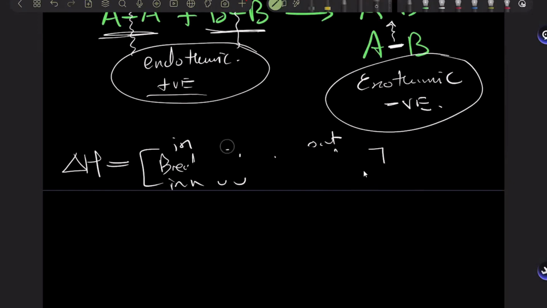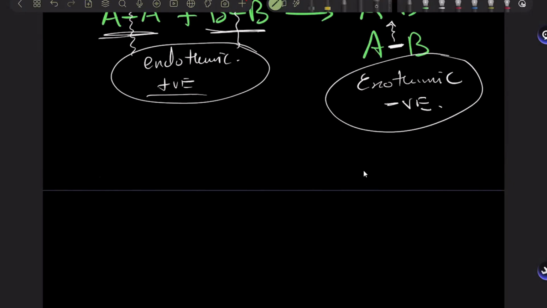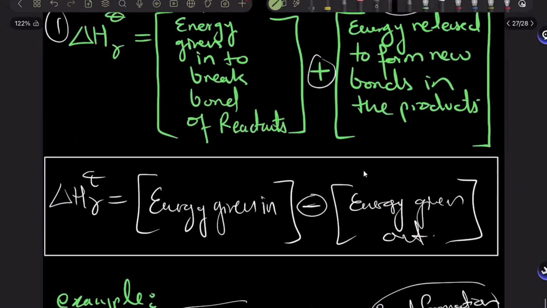So it's always energy given in minus energy given out. When you revise this formula, this minus sign caters for any sign changes that you have to put over here. You don't have to change the signs now. Just plug in the values that are given in the question for bond breaking and for bond formation. Just plug in the value. All right.